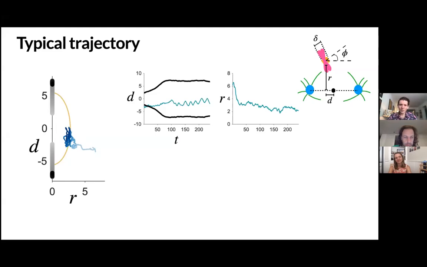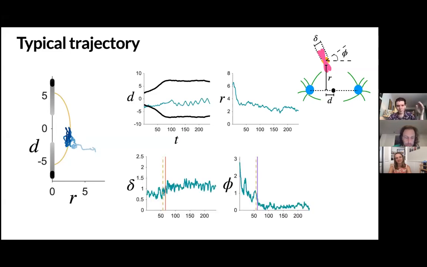So what's going on with those other two quantities I described? Well, right about the time that it reaches the middle, this quantity delta, which describes how stretched the attachment sites are, becomes stretched. So that's good. That means it's being pulled from both sides. And also phi goes to 0. And this is in radians, so it becomes parallel with it. So this is a canonical good trajectory. It ends up in the middle of the two poles. It oscillates, it gets stretched, it's parallel to the axis. This is canonical good. This is everything the cell could hope for.